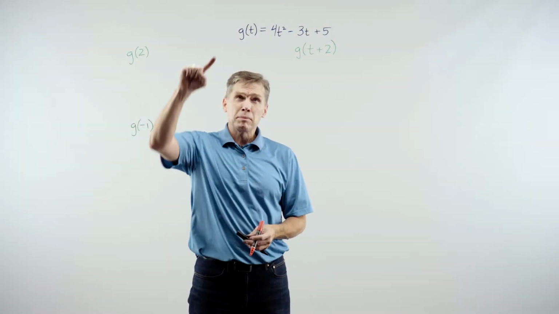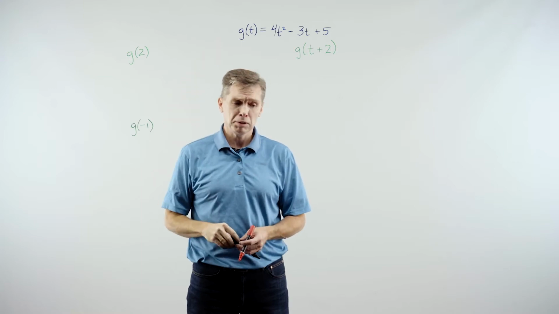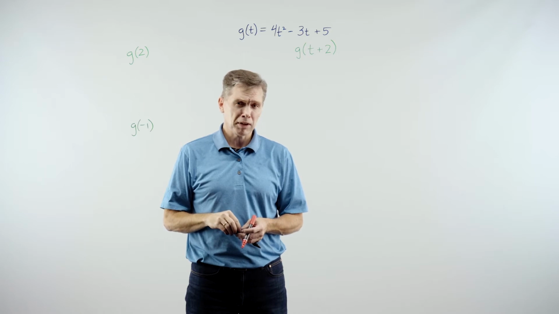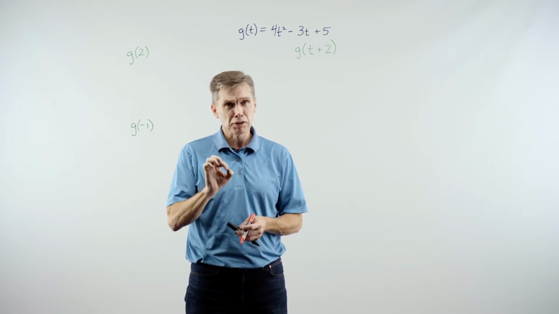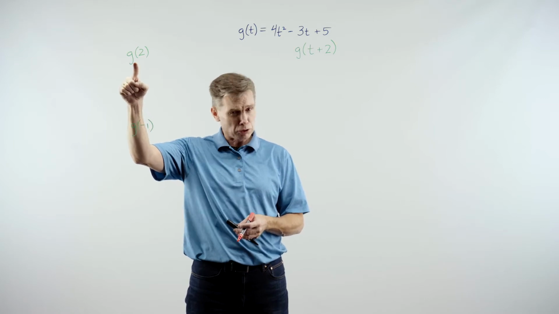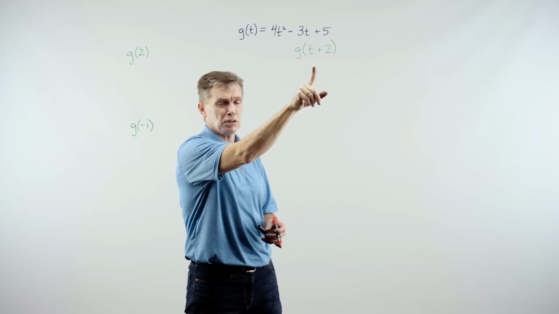Hi, I'm Pat. All right, in this problem, they give us this function, g of t equals 4t squared minus 3t plus 5. The directions tell us to evaluate each function or find each function value if possible. In this case they're looking for g of 2, g of negative 1, and then g of t plus 2.